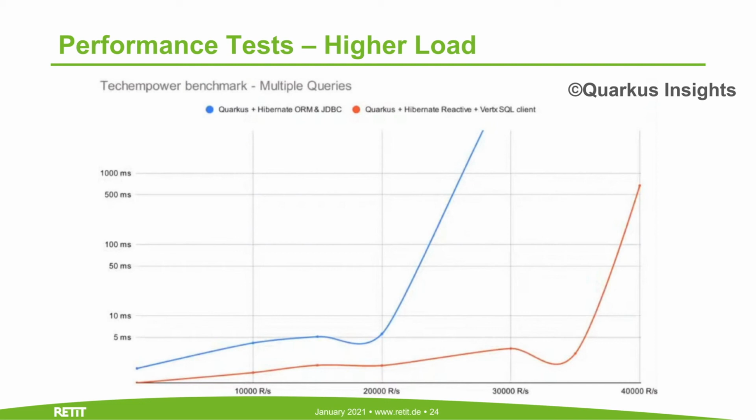And in this case, they have a use case called multiple queries, which is, from what I read, the same thing as I did with the create order, but with a lot more statements. And as you can see, until 20,000 requests per second, the difference between response time isn't that big. So you might ask yourself, okay, how often do I have this much of a workload? Does it really make sense then to make the switch to Hibernate Reactive?